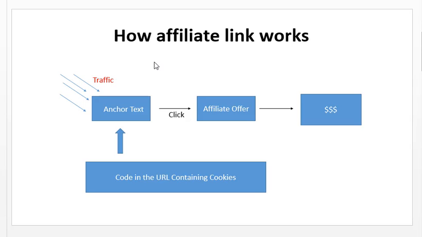So all you have to do is make your traffic click on that particular anchor text, which will contain your referral link from that affiliate offer. If they click on that link, they would be transferred to that particular affiliate offer. If they make a purchase, you make commissions. So this is how it works. The basic concept is this is how it works.